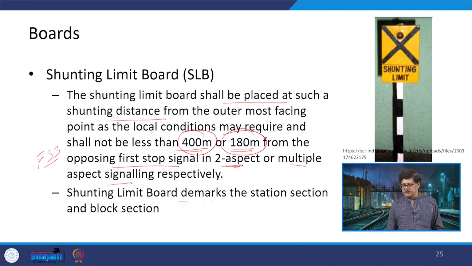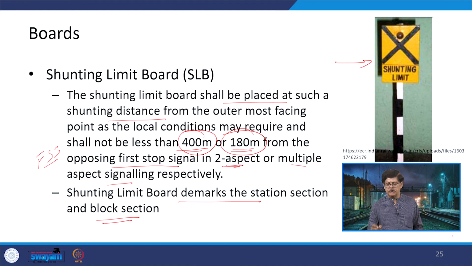Shunting limit boards demarcate the station section and the block section. That means that is a limit beyond which the sections are changing, and therefore their functional conditions are also changing. This is one type of shunting limit board which is usually used. So, beyond this the shunting cannot be done.